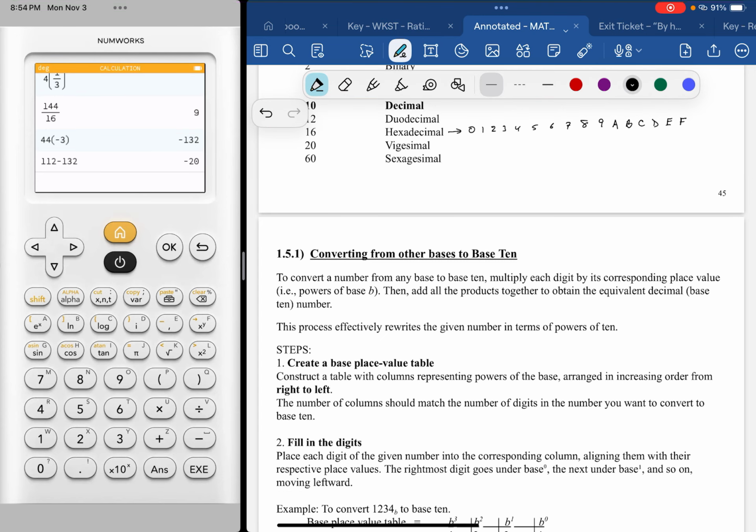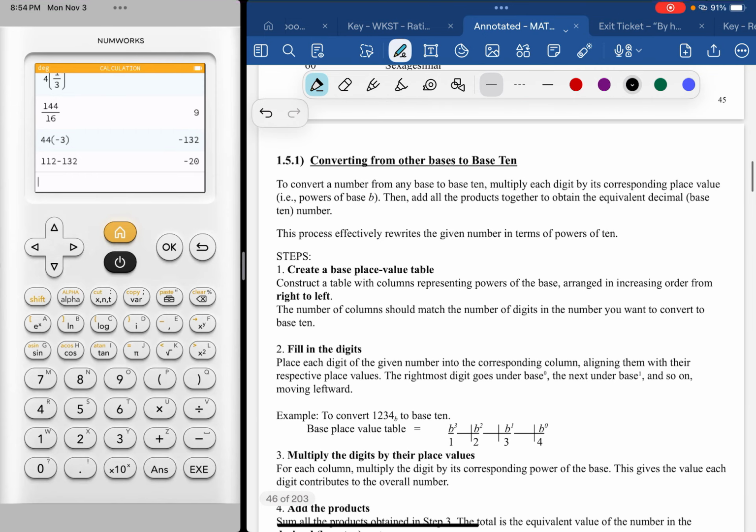All right. But yeah, anyway. So in 151, converting from other bases to base 10: to convert a number from any base to base 10, multiply each digit by its corresponding place value. And we've done this before with the ancient systems. So we're just going to kind of bring it closer to the modern era, I guess. Then add the products together to obtain the equivalent decimal value, base 10 number. All right. This process effectively rewrites the given number in terms of powers of 10, and then we get a more familiar looking number as a result.